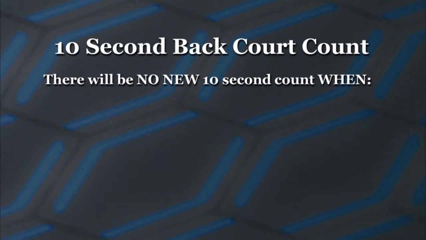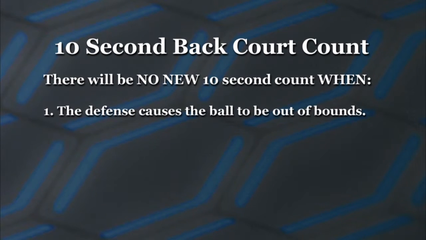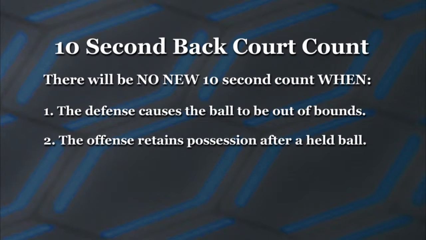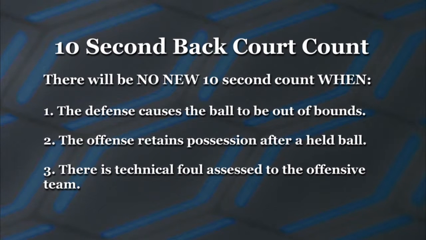Backcourt play will also be impacted by a change in the 10-second backcourt rule. In previous seasons, the 10-second count would reset on all new throw-ins into the backcourt. There are now 3 exceptions in the new rule. There will be no reset of the 10-second backcourt count when the defense causes the ball to be out of bounds, or the offense retains possession after a held ball, or there is a technical foul assessed to the offensive team. Here are some examples of the new 10-second backcourt rule.